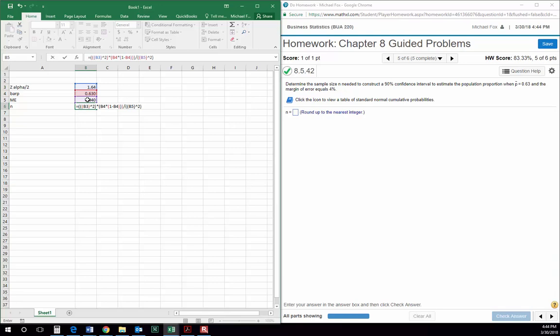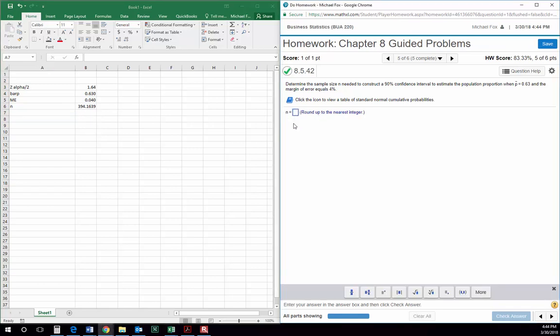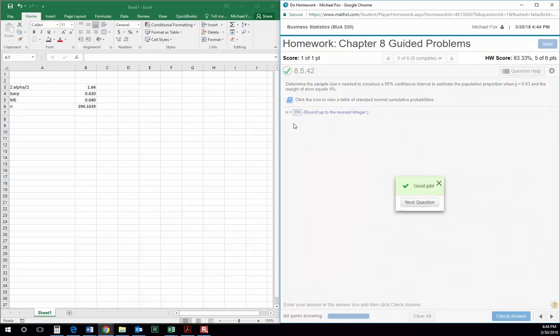Again, formula's in the book. You don't have to memorize it. That's going to give us our n, our sample size. This tells us to round up to the nearest integer. So rounding up would be 395. And that's it for number 5.